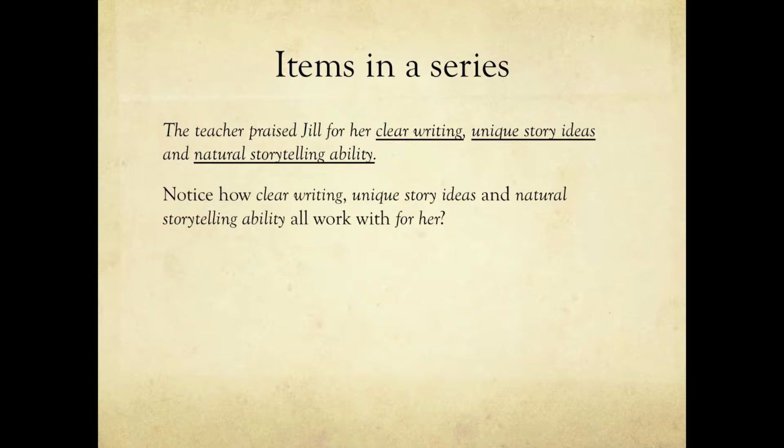Okay, and the way that we can tell that is if we took out the conjunction, and all of them except for one, then it would all work with "for her." So, the teacher praised Jill for her natural storytelling ability. The teacher praised Jill for her clear writing, etc. This is how we arrange items in a series in the same form, and it makes the sentence a little more readable, and helps establish a rhythm that gets the reader through the sentence and process our ideas a little more efficiently.